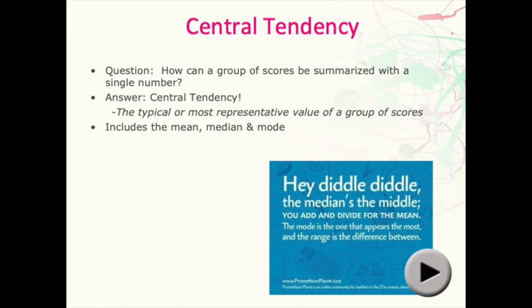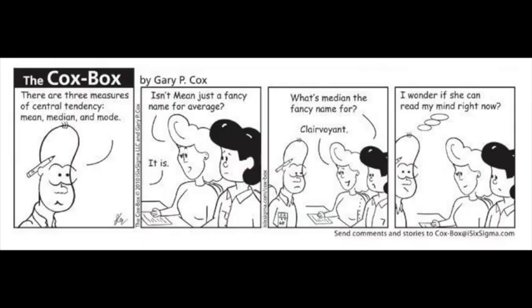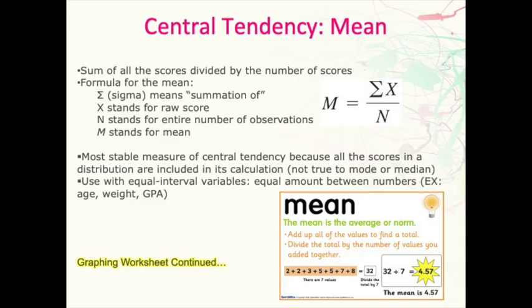Okay, so central tendency allows us to summarize what's going on in our data set with one number. In other words, how can a group of scores be summarized with a single number? The answer is central tendency. Central tendency is the typical or most representative value of a group of scores, and it includes the mean, median, and mode. We're going to learn about what they are now, and then use our graphing worksheet to calculate them for practice.